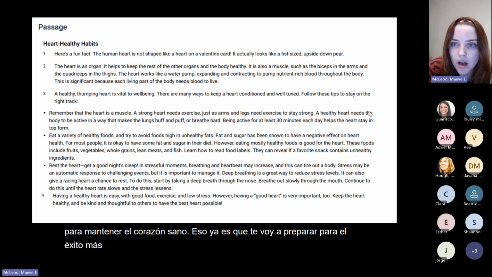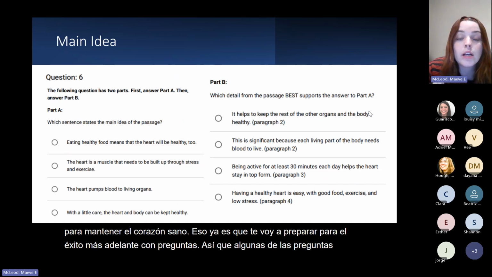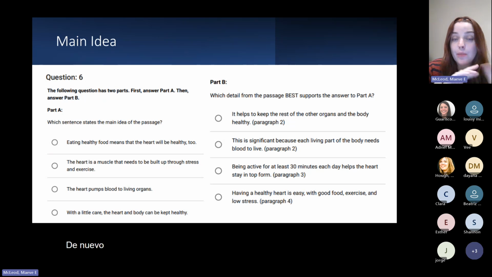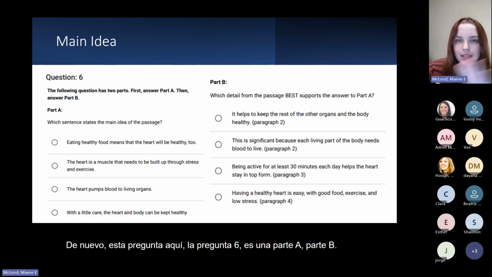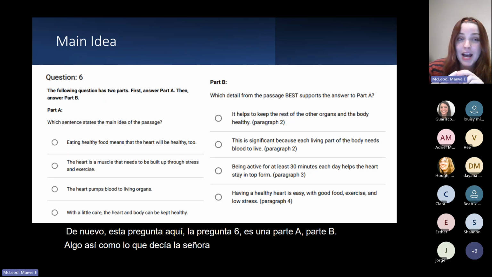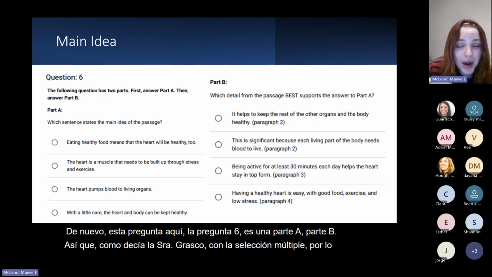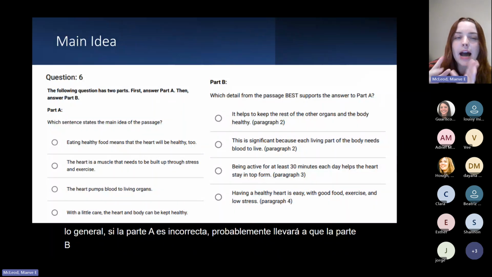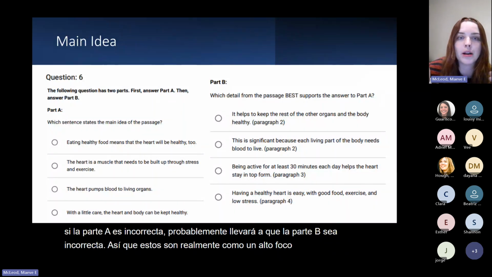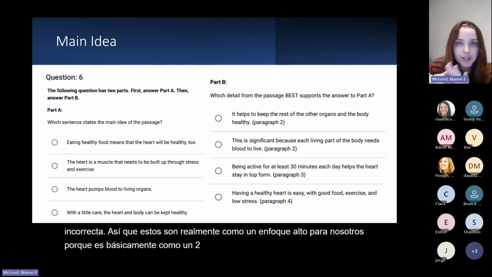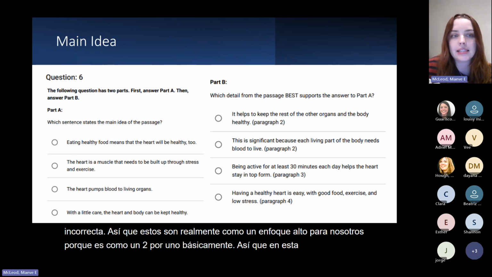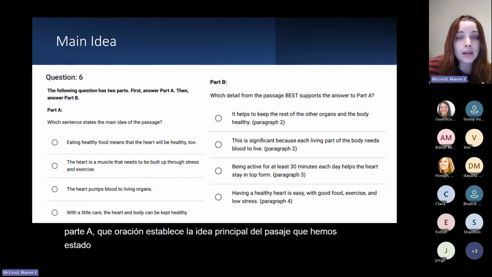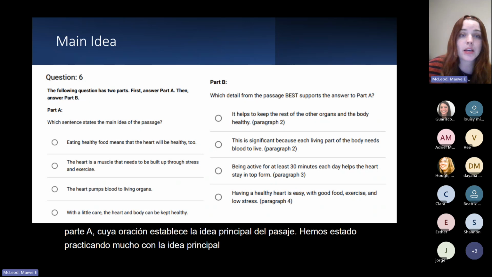So some of the questions we saw some mistakes in was finding the main idea. Again, this question here, question 6, is a part A, part B. So kind of like Mrs. Grisco was saying with the multi-select, usually if you get part A incorrect, it's probably going to lead to part B being incorrect. So these ones are really a high focus for us because it's basically a 2-for-1. In this question, it says part A, which sentence states the main idea of the passage? We've been practicing a lot with the main idea. I explain it as what the text is mostly about.